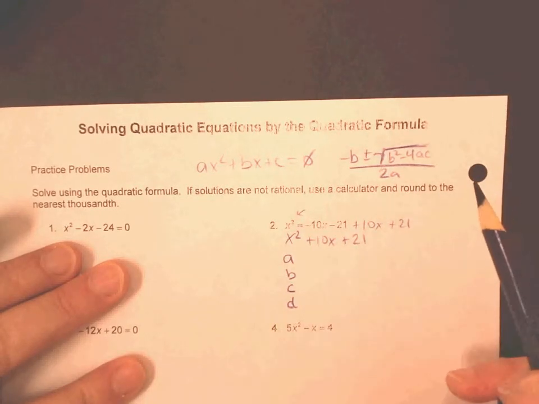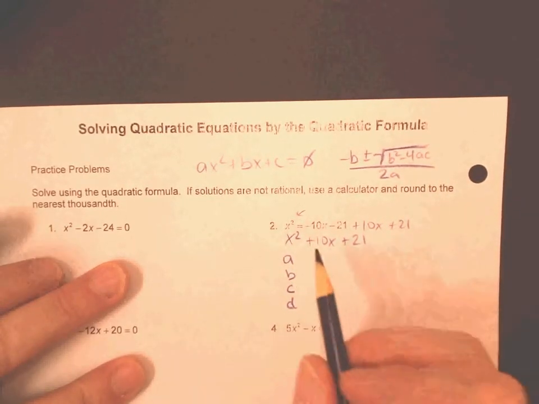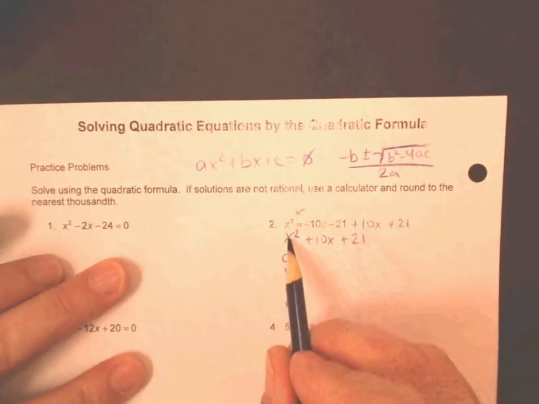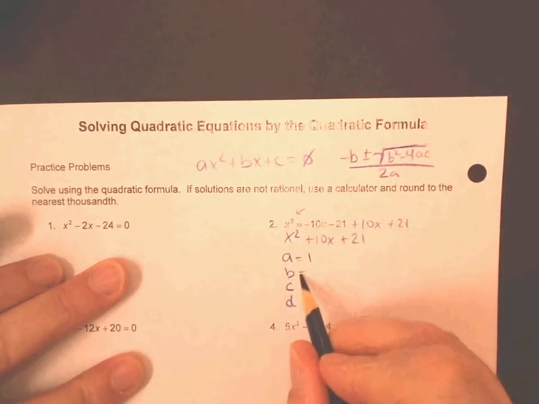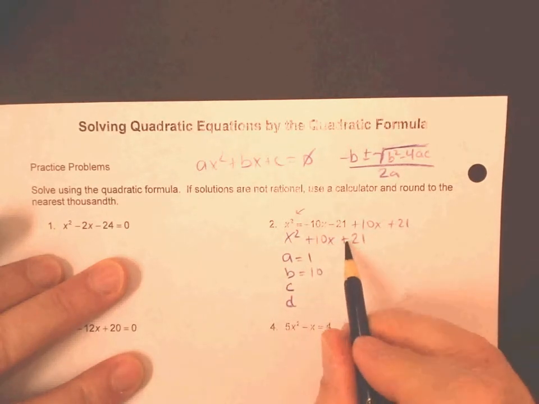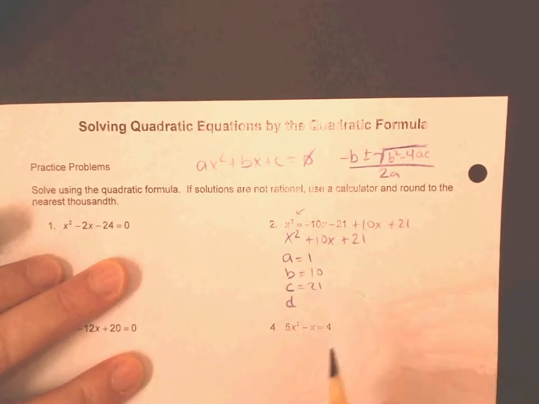and then divide by 2a. So in this particular equation, I have x squared, which means a is just 1. I have 10x, so b is 10. And I have plus 21, so c is 21.